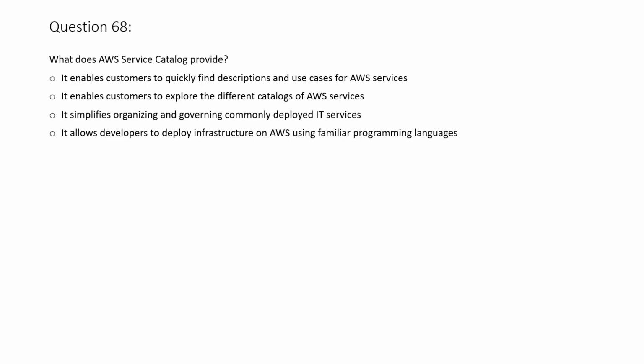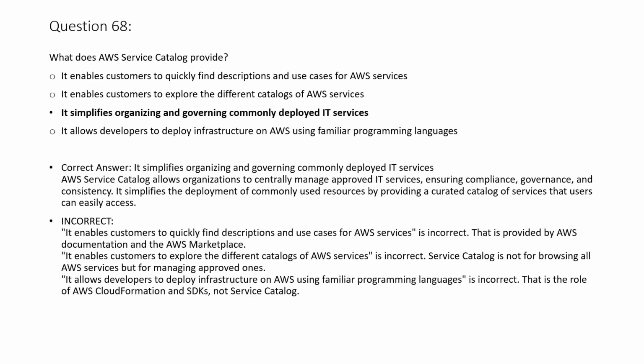Moving into question number 68. What does AWS Service Catalog provide? Option A, it enables the customer to quickly find the descriptions and use cases for AWS services. Option B, it enables customer to explore the different catalog of AWS services. Option C, it simplifies organizing and governing the commonly deployed IT services. Option D, it allows developers to deploy the infrastructure on AWS using familiar programming languages. So the correct answer is it simplifies organizing and governing commonly deployed IT services.